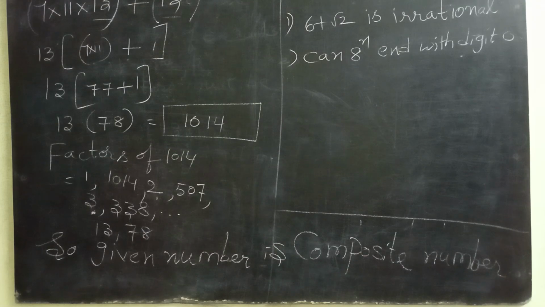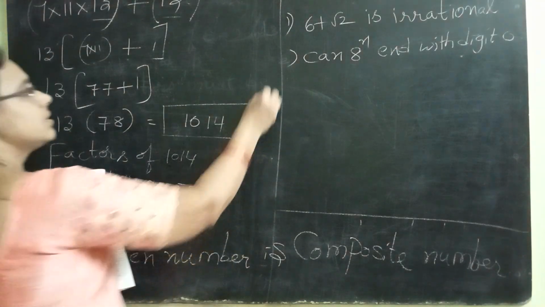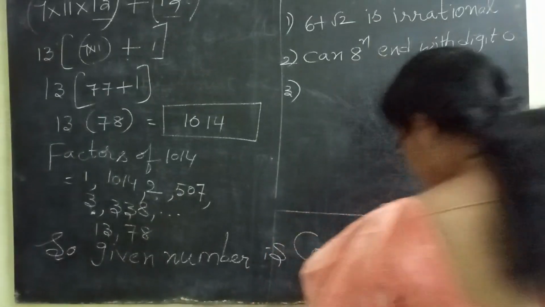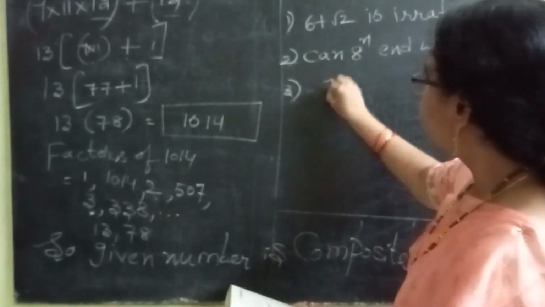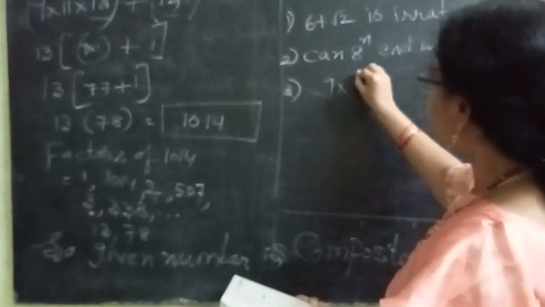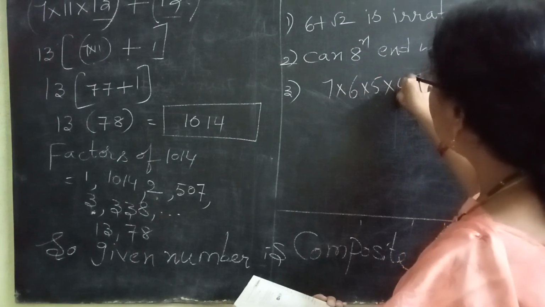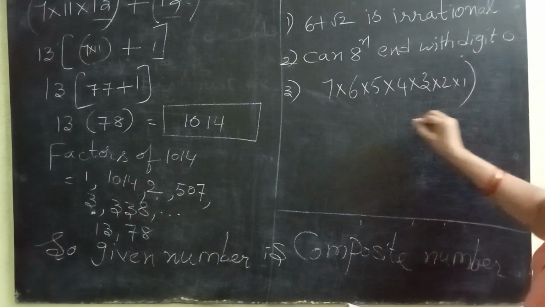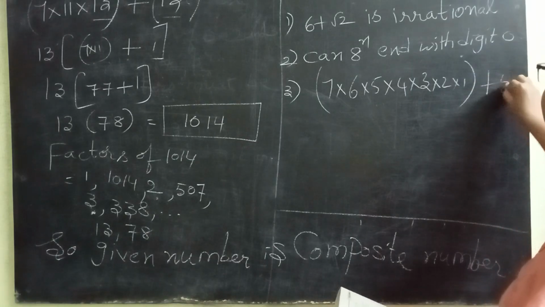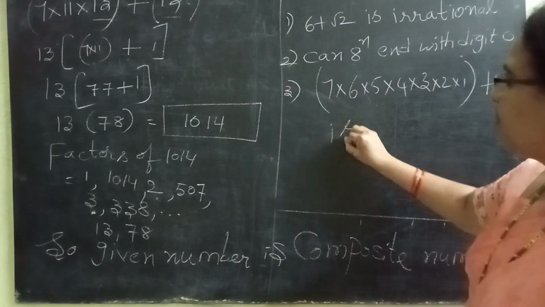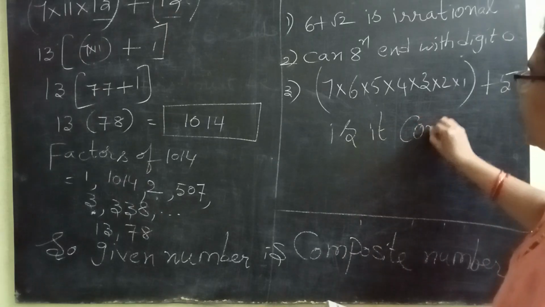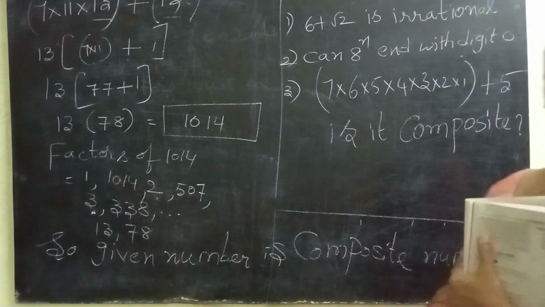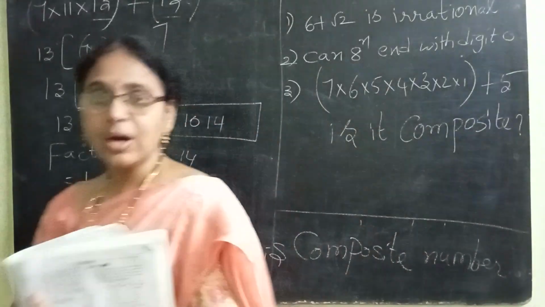Understand? Related to these two, one sum I will give as homework for you to try. That is 7 into 6 into 5 into 4 into 3 into 2 into 1, plus 5. Is it composite? Is it composite? Okay. You have to try.